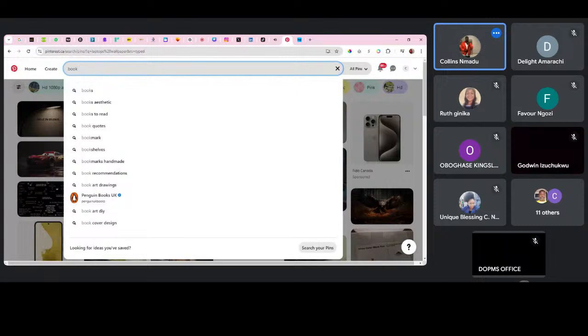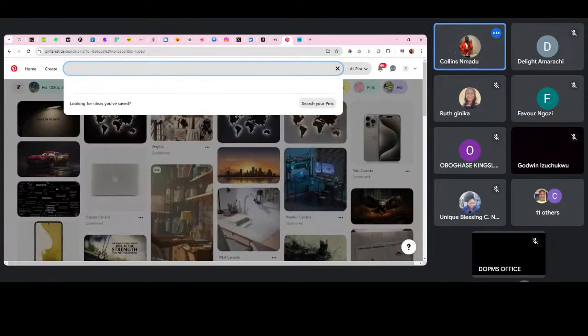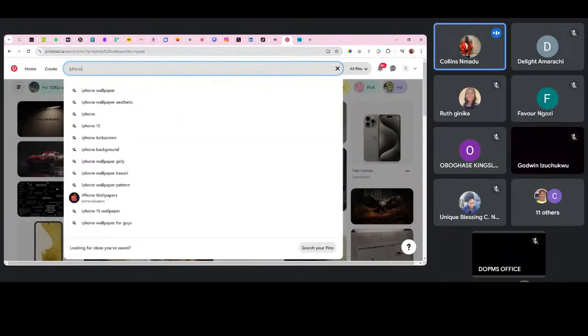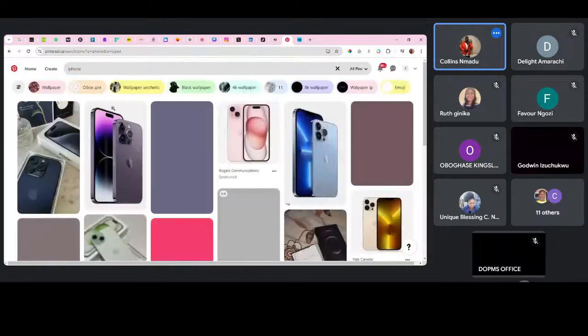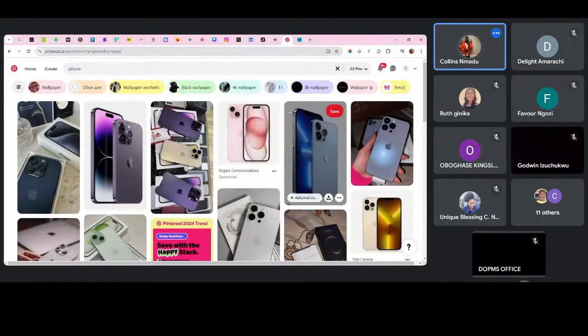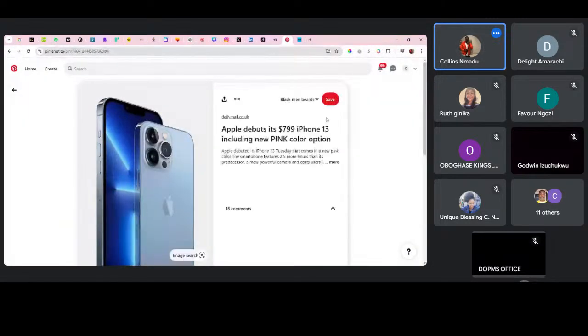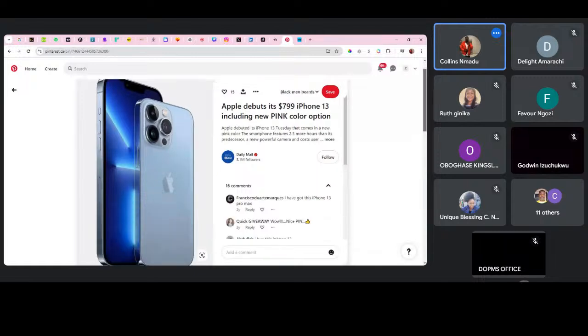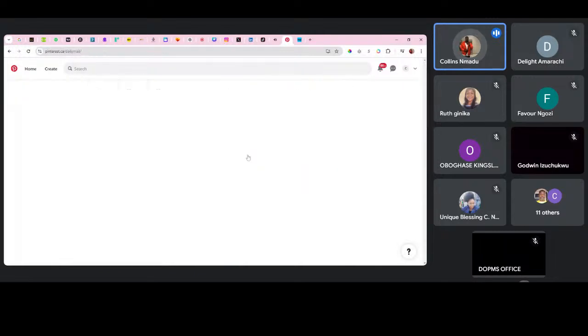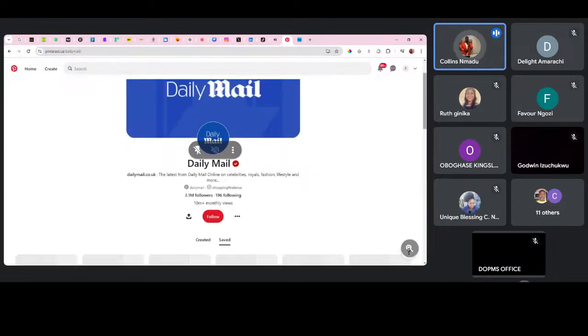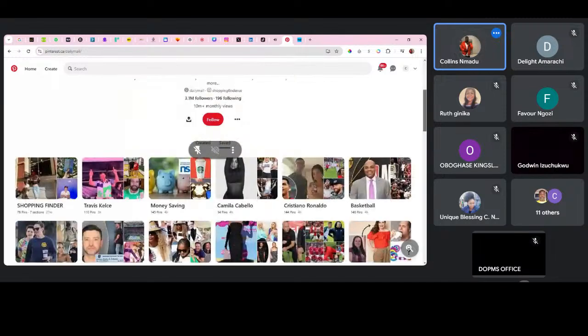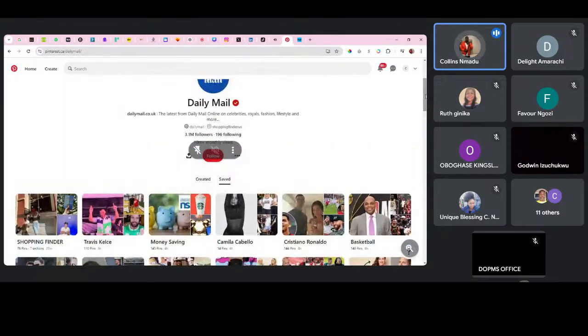Books. No, I'm just trying to think of something. It's fine. Okay. So Daily Mail, this is somebody who creates content on iPhones or phones, all right? So you could just come here, create your content and sell it.